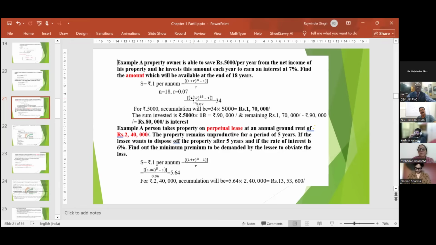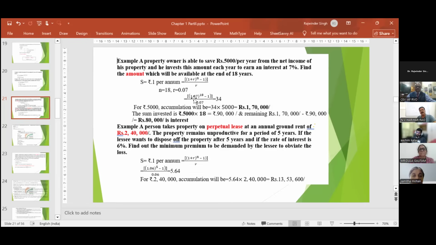It means it will be the reciprocal of this formula. Now R will be in the numerator and FV minus 1 will be in the denominator. What will be the formula? R divided by FV minus 1, upon minus R.